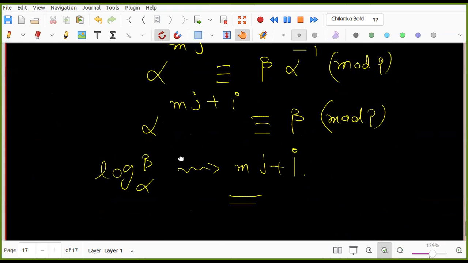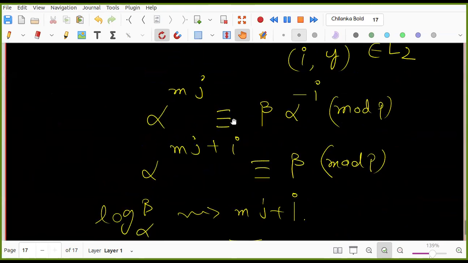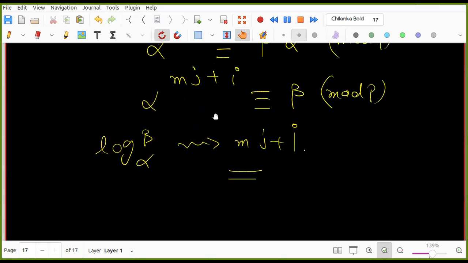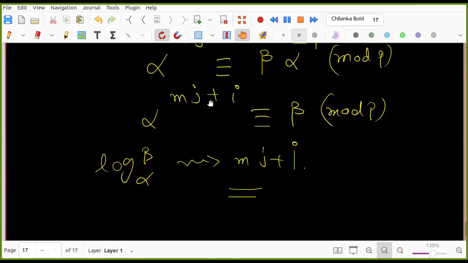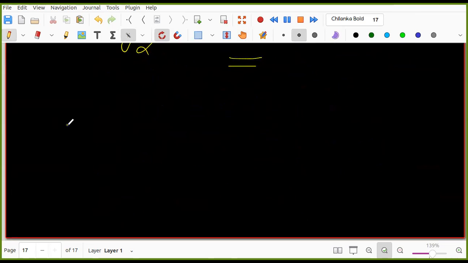Yes, sir. But the only thing is why these two are equal. You can easily check it, so I'm leaving that small exercise to you. If time permits, I'll come back to it. So this is called the baby-step giant-step algorithm.